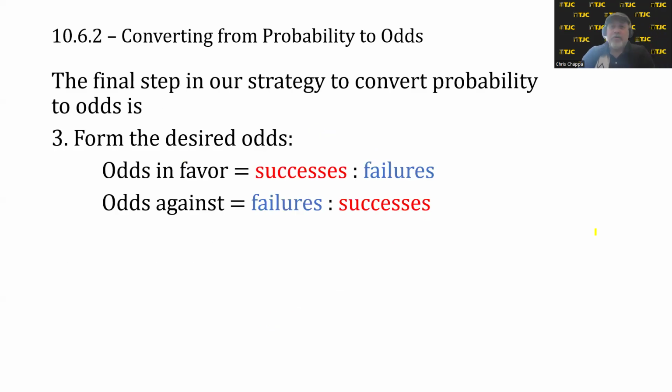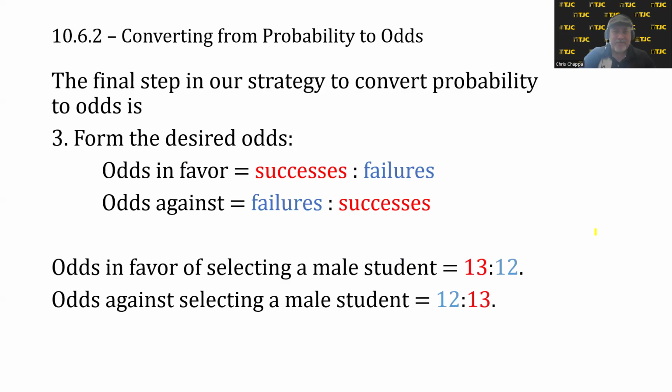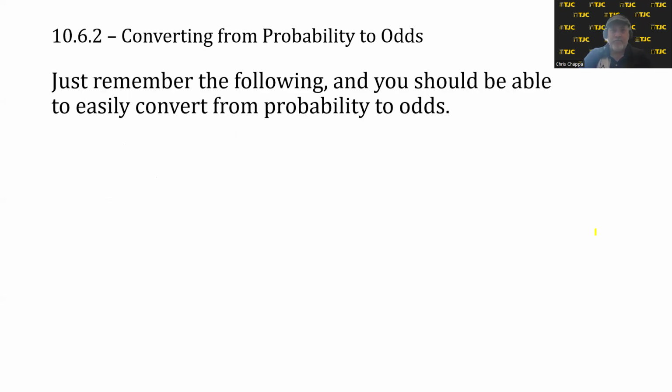And then the final step in our strategy to convert probability to odds is to form the desired odds. Odds in favor is the ratio of successes to failures. Odds against is the ratio of failures to successes. So the odds in favor of selecting a male student are 13 to 12, and the odds against selecting a male student are 12 to 13.